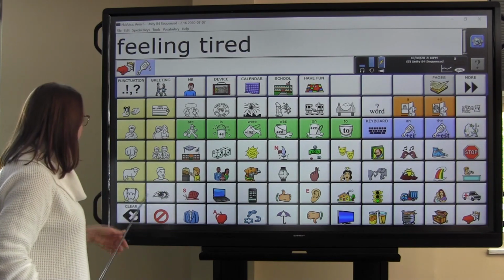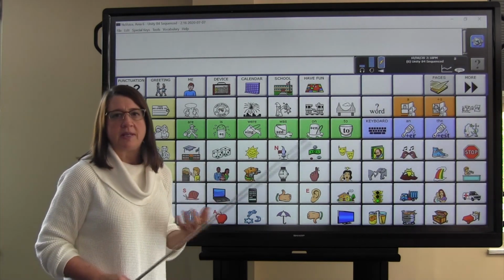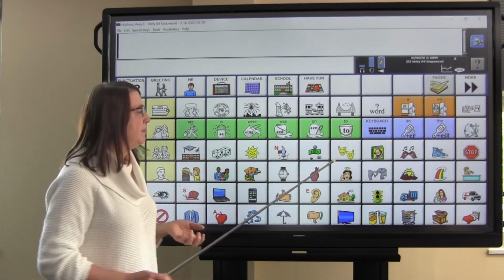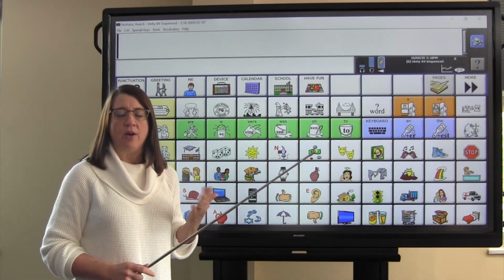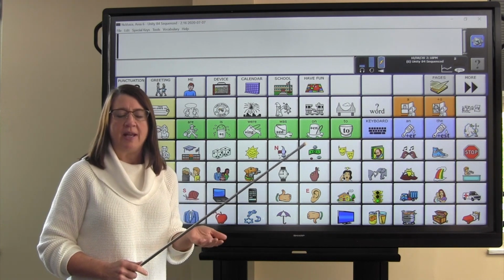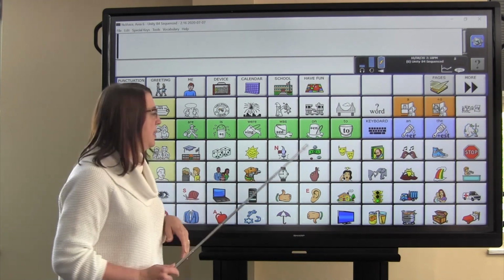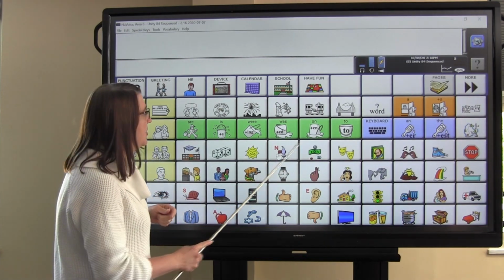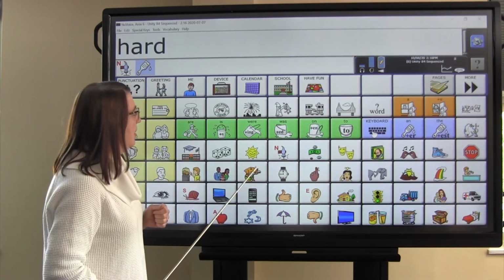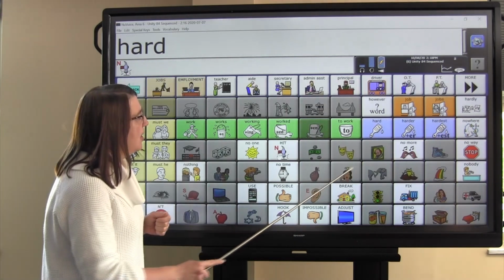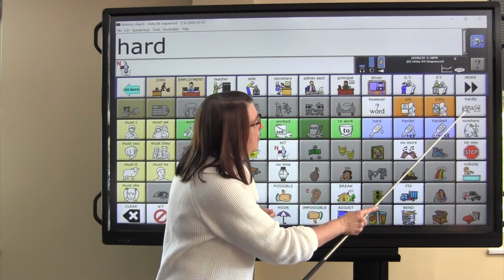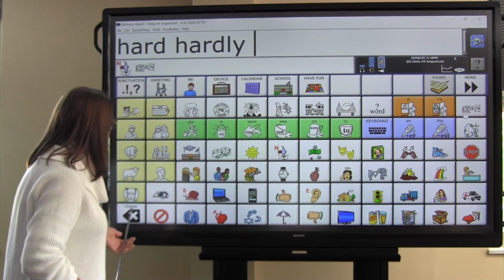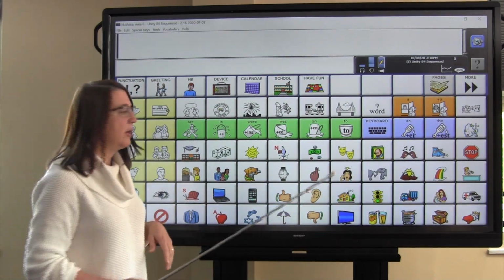Tired. You may have noticed as we were saying some of these adjectives that we also had an adverb form. Anytime that you can add an ly to an adjective to create an adverb, you'll see it in the system. So some of the words that we've said already were hard, our adjective. Hard. We could also say hardly by coming up to this icon with the ly on it. Hardly.